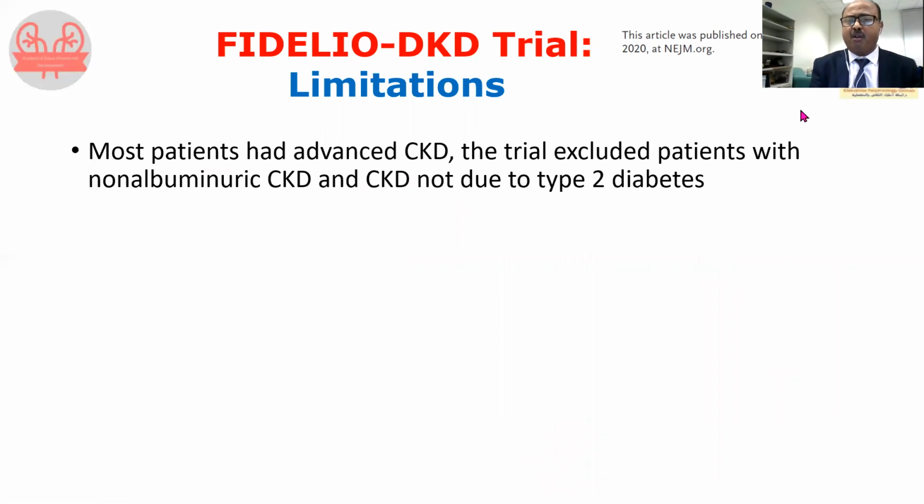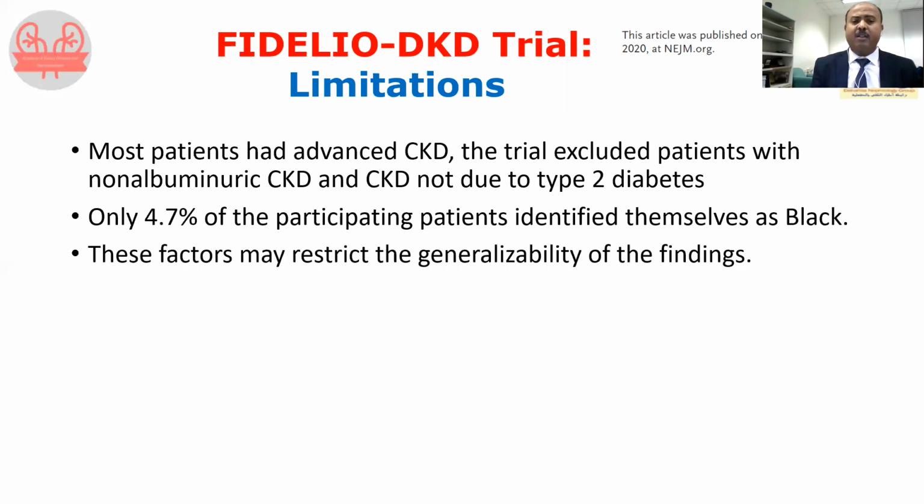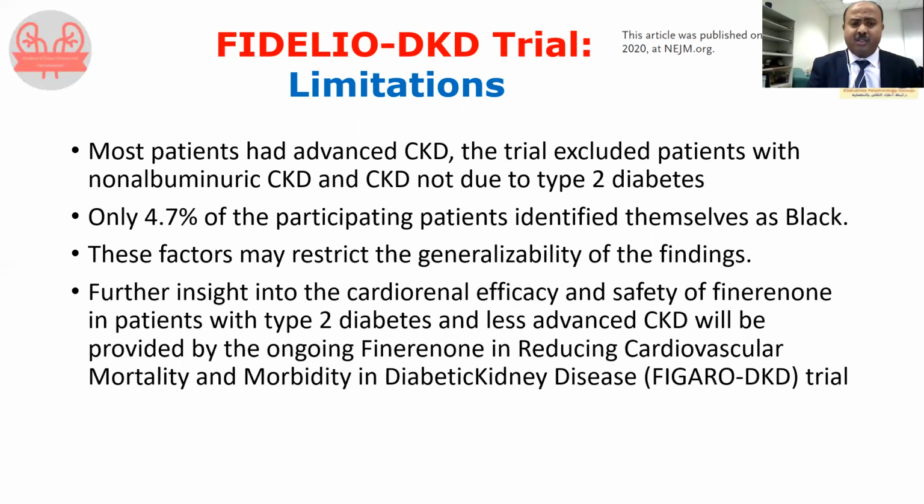What are the major limitations of this randomized controlled trial? I like always to consider limitations. Most patients had advanced chronic kidney disease. The trial excluded patients with non-albuminuric chronic kidney disease and chronic kidney disease not due to type 2 diabetes. What is the value of this limitation? We shouldn't generalize the results of FIDELIO-diabetic kidney disease to non-diabetic CKD or non-albuminuric chronic kidney disease patients. Only 4.7% of participating patients identified themselves as Black, as I mentioned in the demographics. So this is one of the limitations that restrict the generalizability of the findings of this clinical trial.